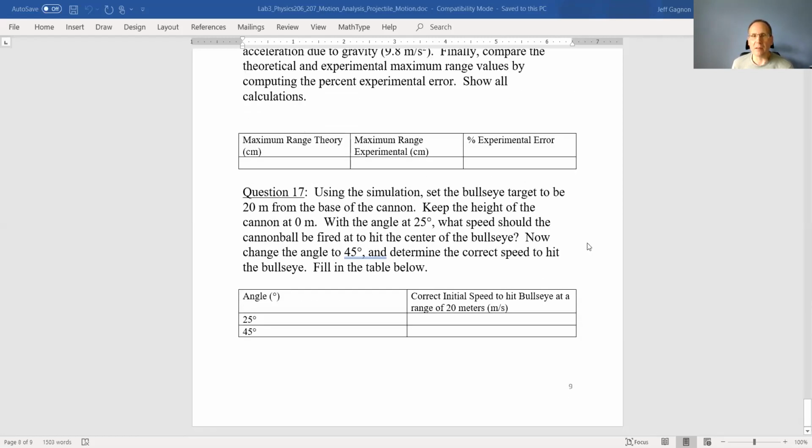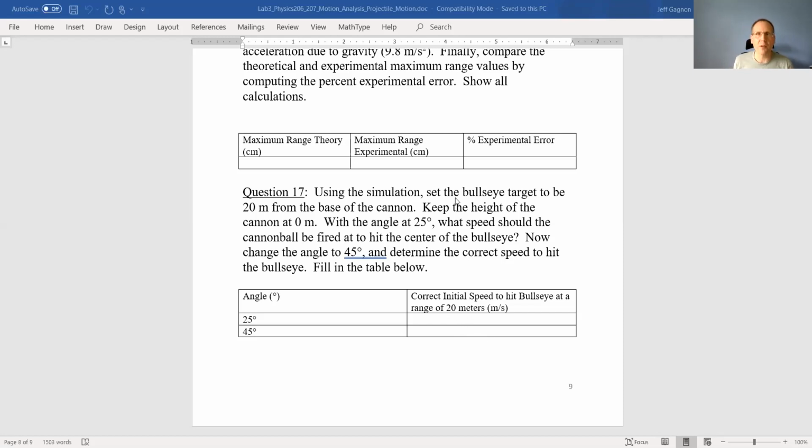All right, and then there's one last question. It says, using the simulation, set the bullseye target to be 20 meters from the base of the cannon. Keep the height of the cannon at 0 meters. And then with the angle at 25 degrees, what speed should the cannonball be fired at to hit the center of the bullseye? And then now change the angle to 45 degrees and determine the correct speed to hit the bullseye. And you're just going to fill in your values here. So you're kind of playing with the simulation and figuring out what the initial launch velocity must be so you hit the bullseye, okay?